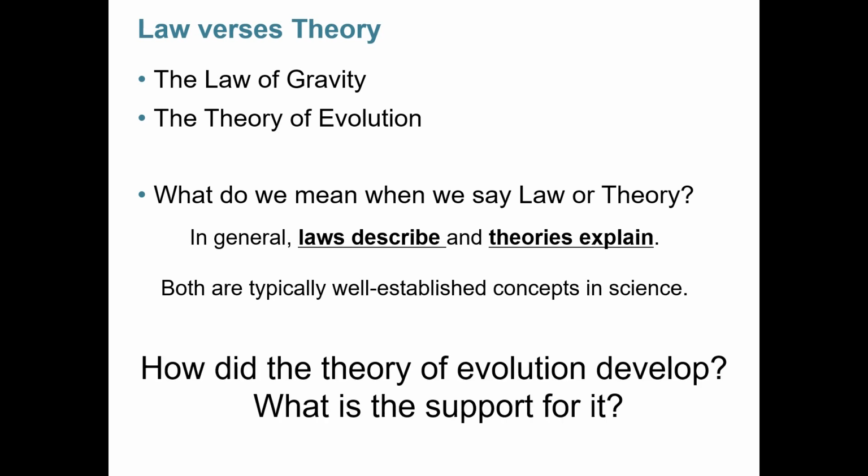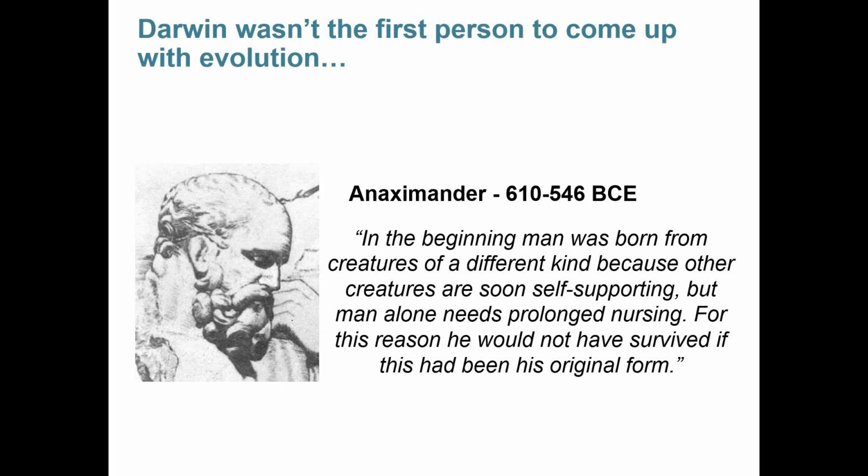So, how did the theory of evolution develop, and what is the support for it? Since to be a theory, there must be something. The first written documentation of a philosopher thinking about human beings and what they were before they were perhaps human was Anaximander back in 610 BC. "In the beginning, man was born from creatures of a different kind because other creatures are soon self-supporting, but man alone needs prolonged nursing. For this reason, he would not have survived if this has been his original form." Anaximander pondered over the idea that in order for human babies to make it to adulthood, there must have been adults to care for them. So where did those adults come from in the first place?